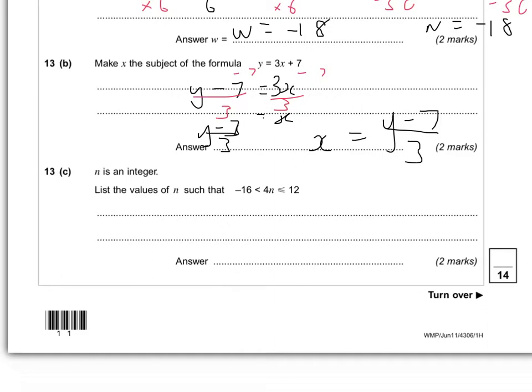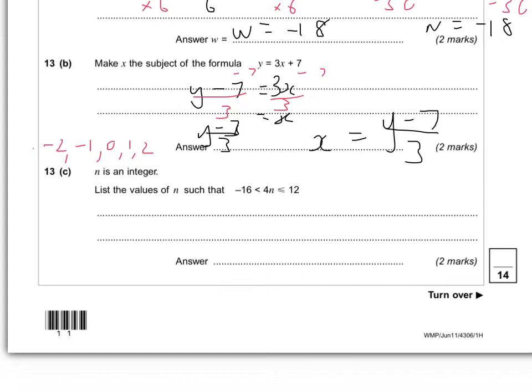Finally then, in this page 13c, it says n is an integer. So we need to know what an integer is. An integer is any whole number, positive or negative. So something like -2, -1, 0, 1, 2, and keep going both ways. So that's what an integer is.